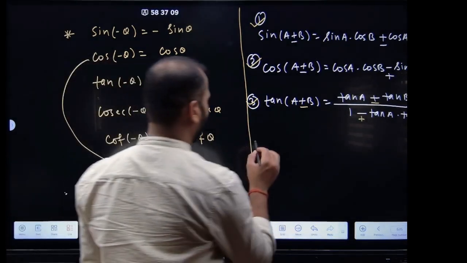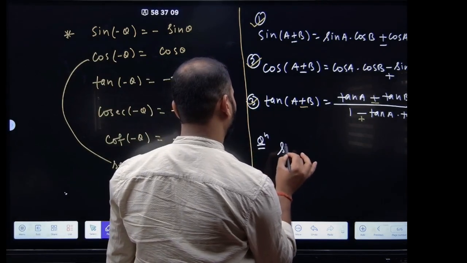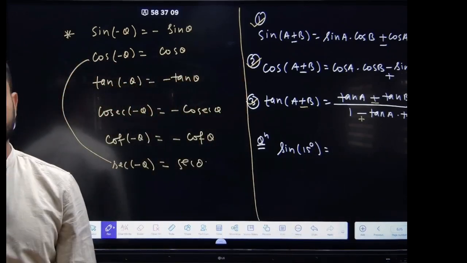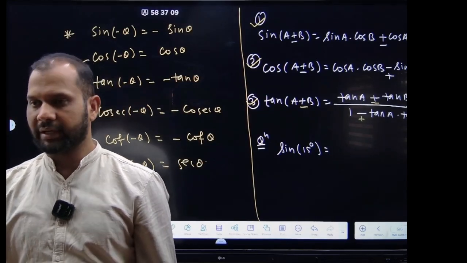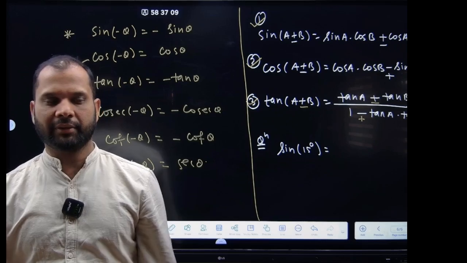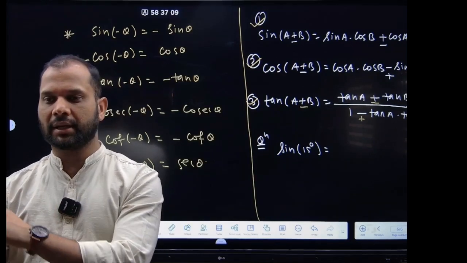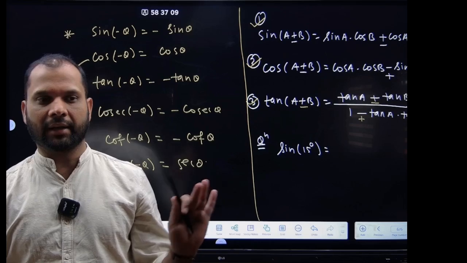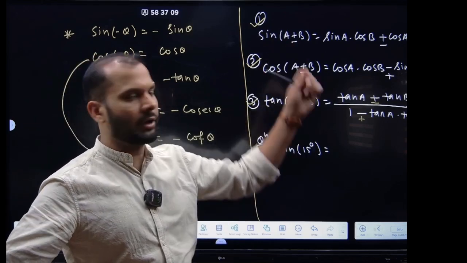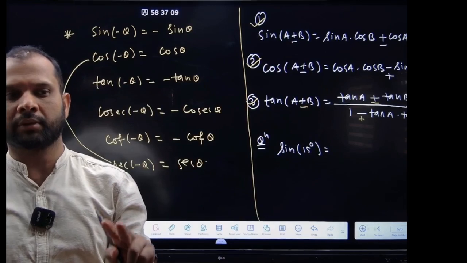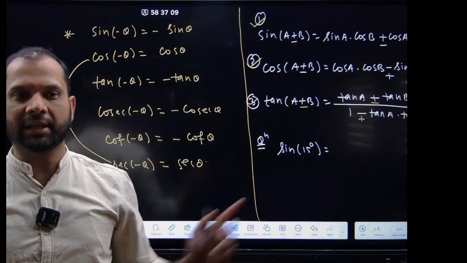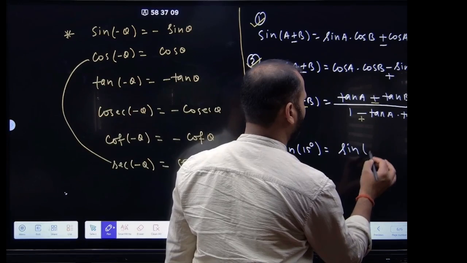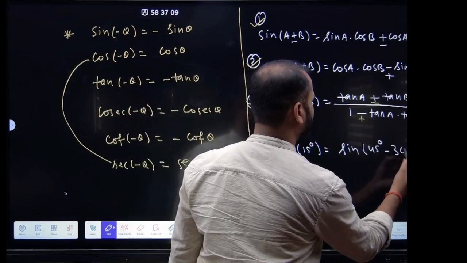If I ask you to find the value of, let us say, sin 15 degree, can you calculate this value? As of now from the table we can't calculate, right? Why? Because in the table we have 0, 30, 45, 60 and 90. Now you have 15 degree. Then I will think, do we have any formula for the summation or difference of these two? Yes, if you subtract 45 minus 30 you will get 15. So sin 15 degree, how will you get? Sin of 45 degree minus 30 degree.